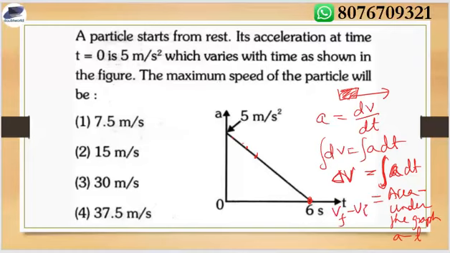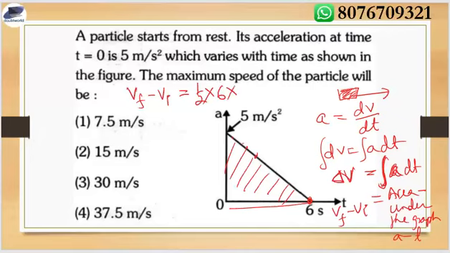So now come to the question. V final minus V initial equal to area under the graph. Under the graph, the area is this only, which is equal to half into, because it is a triangle, base is 6, height is 5. Because this point is 5, this point is 0. And initial velocity is 0 because it was from rest only.